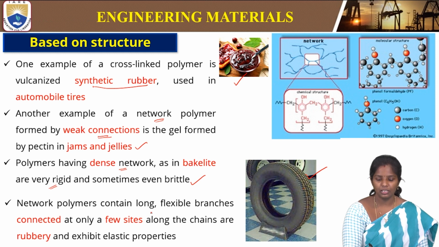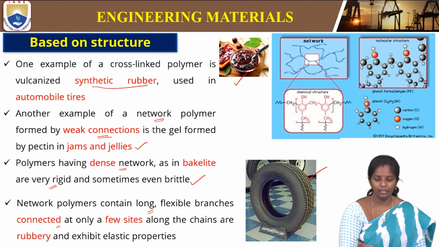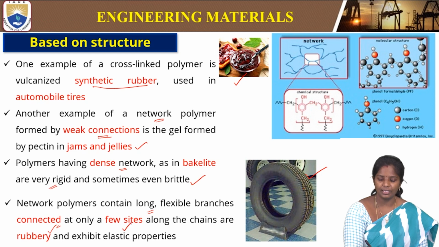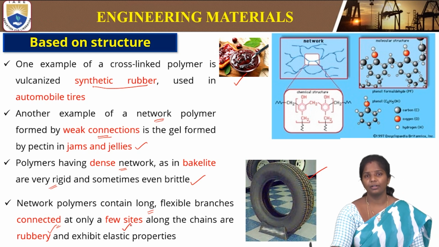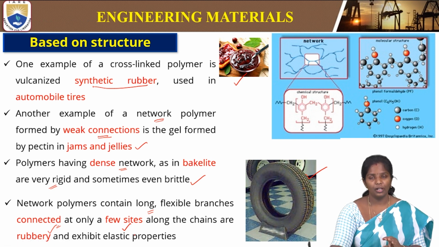So these networks have long and flexible branches. If there is branching on only a few sites, then it will have rubbery and elastic properties. Just like what we use for hair bands, it becomes rubbery and elastic in polymers if there are only a few connections happening at a few sites due to this bonding.